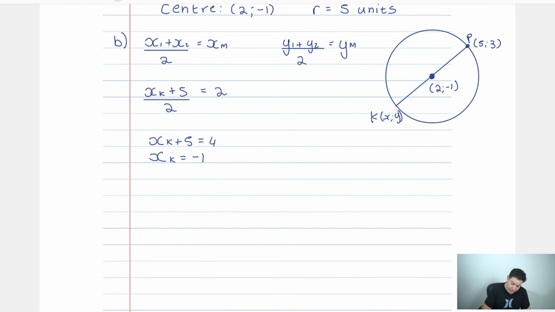And we do the same thing with y. So we're going to have the y value of K plus the y value of P, which is 3, all over 2 is equal to the y value of the circle center, which is minus 1. And we're going to have y plus 3 is equal to minus 2. We just multiplied both sides by 2. And then we're going to have y equals minus 2 minus 3, which is minus 5. And to answer the question, it asks for the coordinates of K. So K has coordinates minus 1 and minus 5.